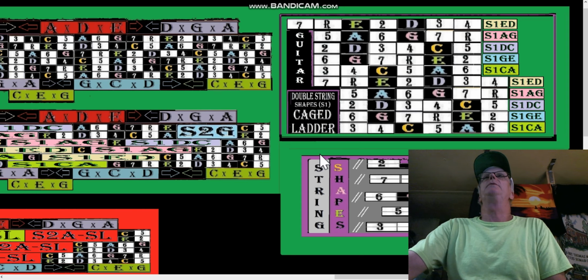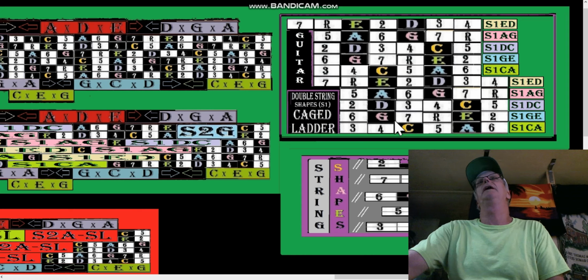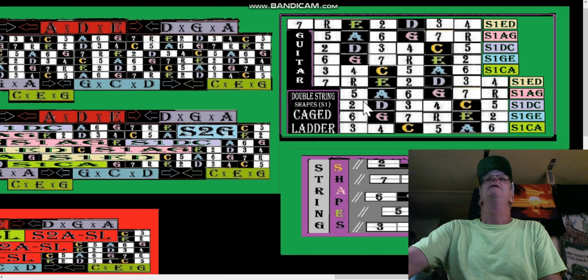So with the C we have a Phrygian: 3, 4, 5, 6, 7, root, 2, 3, 4, 5. You know, we have our 3, 4, 5, 6, 7, root, 2, 3 Phrygian. With the 6 we have our Aeolian: 6, 7, root, 2, 3, 4, 5, 6. And with the 2 we have our Dorian: 2, 3, 4, 5, 6, 7, root, 2.